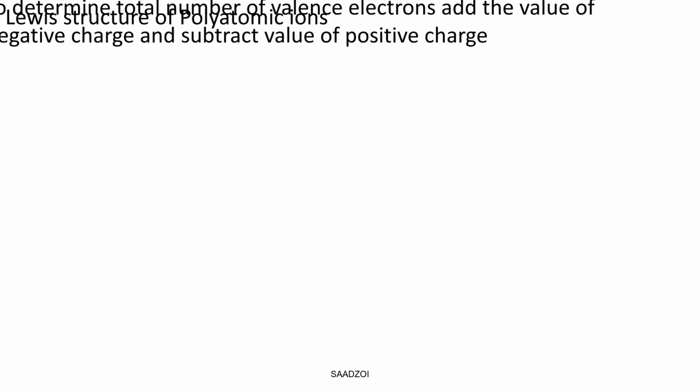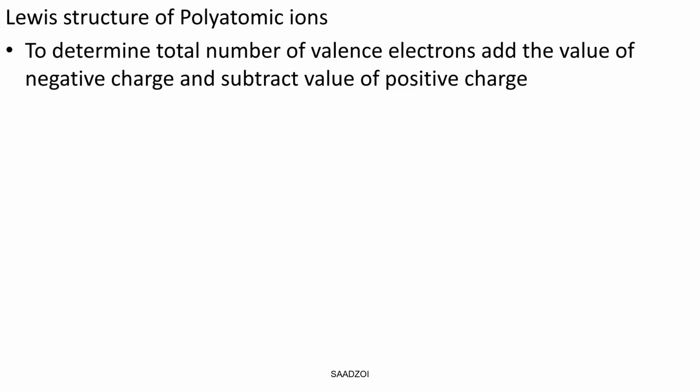Lewis structure for polyatomic ions. Determine the total number of valence electrons. You add the value of the negative and subtract the value of the positive charge. So what does that mean in English? PO4 3-: phosphorus has 5, oxygen has 6, there's 4 of them, so that's 24. And what do we do with the negative 3? Because it's negative, we add that to our total. So 32 is our total.